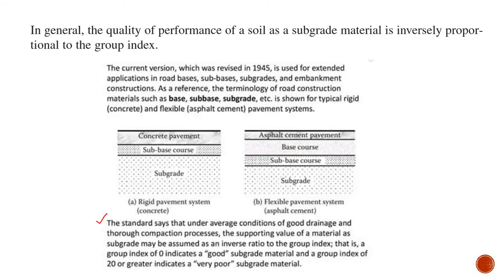That is, a group index of 0 indicates a good subgrade material, and a group index of 20 or greater indicates a very poor subgrade material. So, subgrade material is usually used in highway construction. You have the subgrade material, and usually the subgrade material is the soil. So, that is the importance of the group index. If the group index is 0, it indicates that the subgrade material is good. And if it is above 20, it indicates that the subgrade material is very poor. So, when the subgrade material is poor, it needs thorough compaction and other processes.